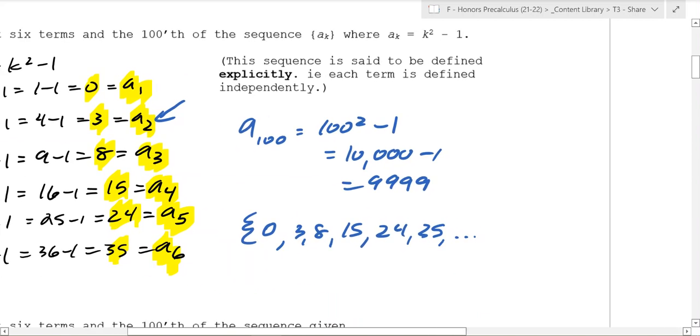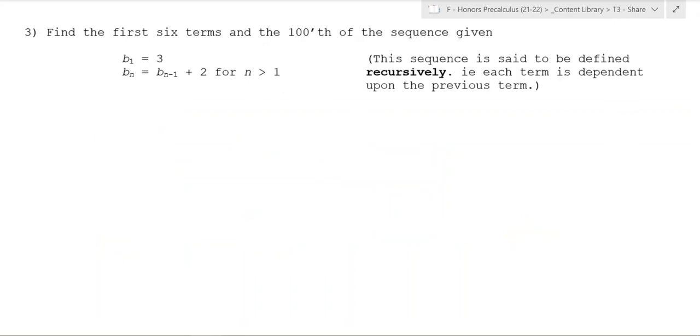And you could write the general term. You could say it's equal to k squared minus 1 if you wanted to, like that. So another way we could define a sequence is recursively. And what's going on here is that each term is dependent upon a previous term. It could be more than 1, but in this case it's 1. So the first term is 3. So we know the first term starts at 3.